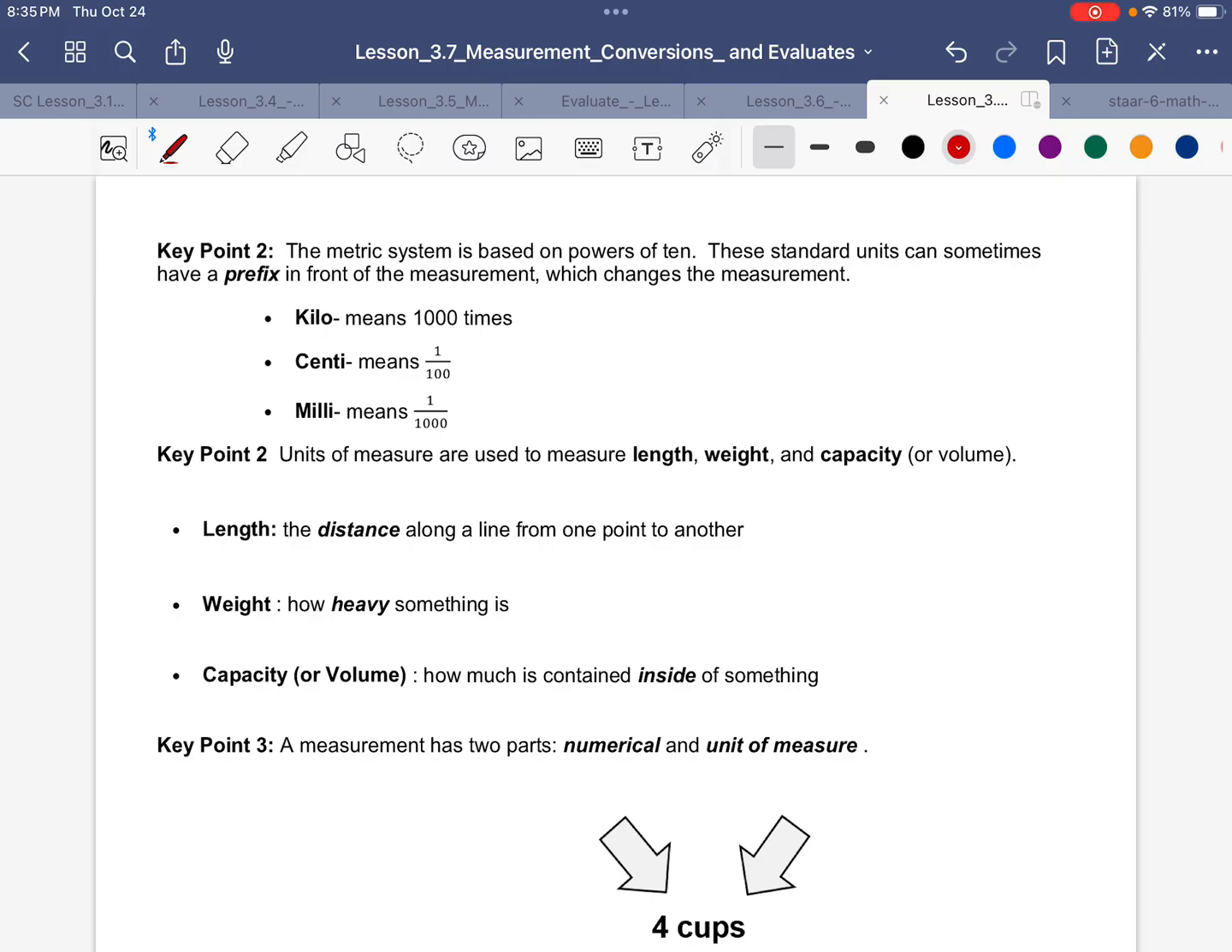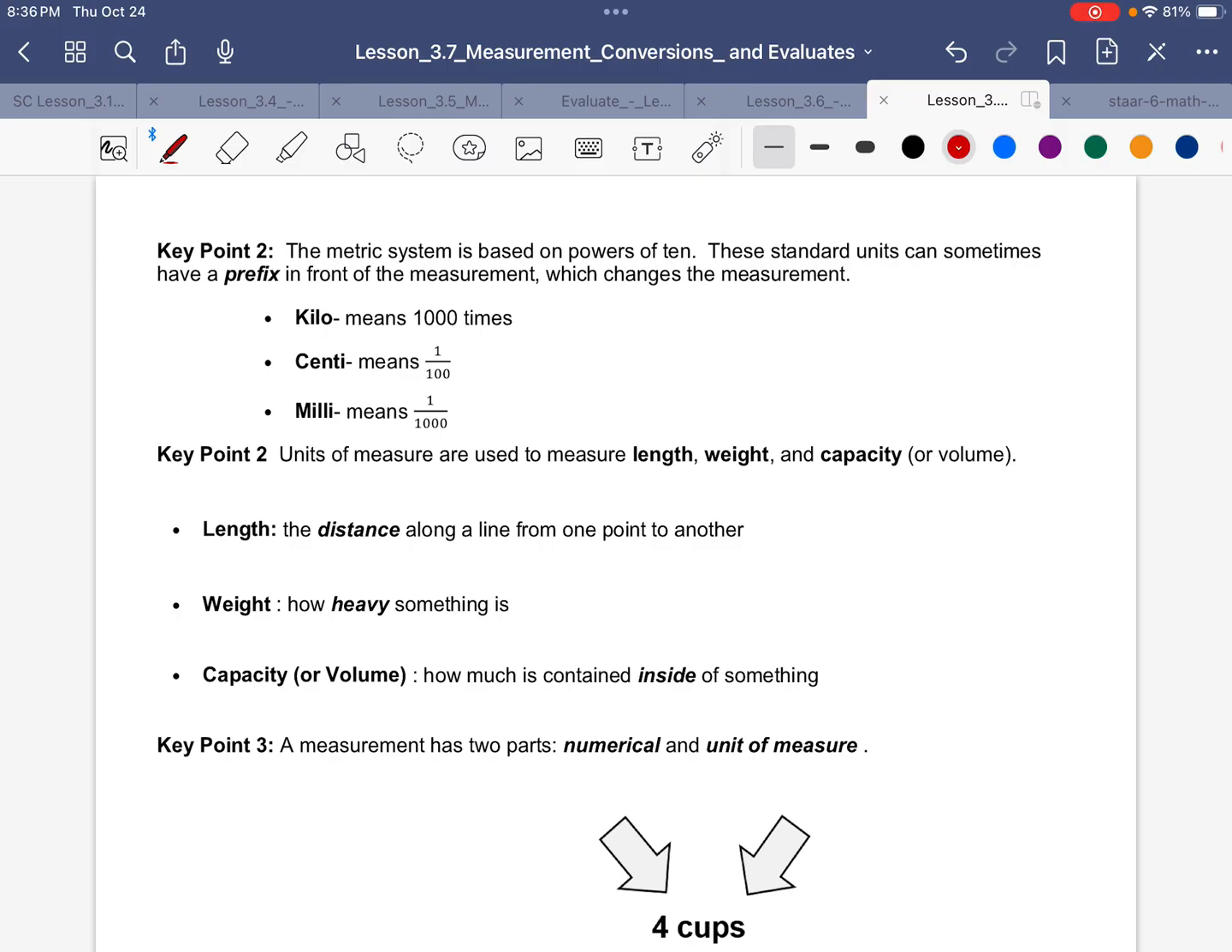Key point 2. Units of measure are used to measure length, weight, and capacity. We talked about that already. Length is the distance along a line from one point to another, like if we're walking from one point to another. Weight is how heavy something is, like your body, for instance. You step on the scale, you can get a weight from that. And capacity, volume. So if you're talking about, let's say, a jug of milk or a bottle of water, the capacity or the volume of that water is usually measured in things like ounces or liters. Big sodas that we drink usually are like 1 liter, 2 liter sodas.